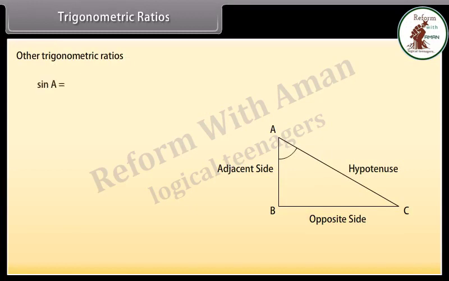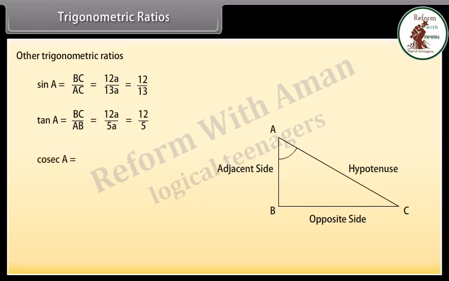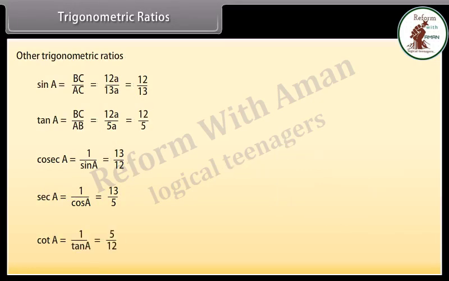Sin A is equal to BC upon AC equals 12a upon 13a equal to 12 upon 13. Tan A is equal to BC upon AB equals 12a upon 5a, which is equal to 12 upon 5. Cosec A is equal to 1 upon sin A, which is equal to 13 upon 12. Sec A is equal to 1 upon cos A, which is equal to 13 upon 5. Cot A is equal to 1 upon tan A, which is equal to 5 upon 12.